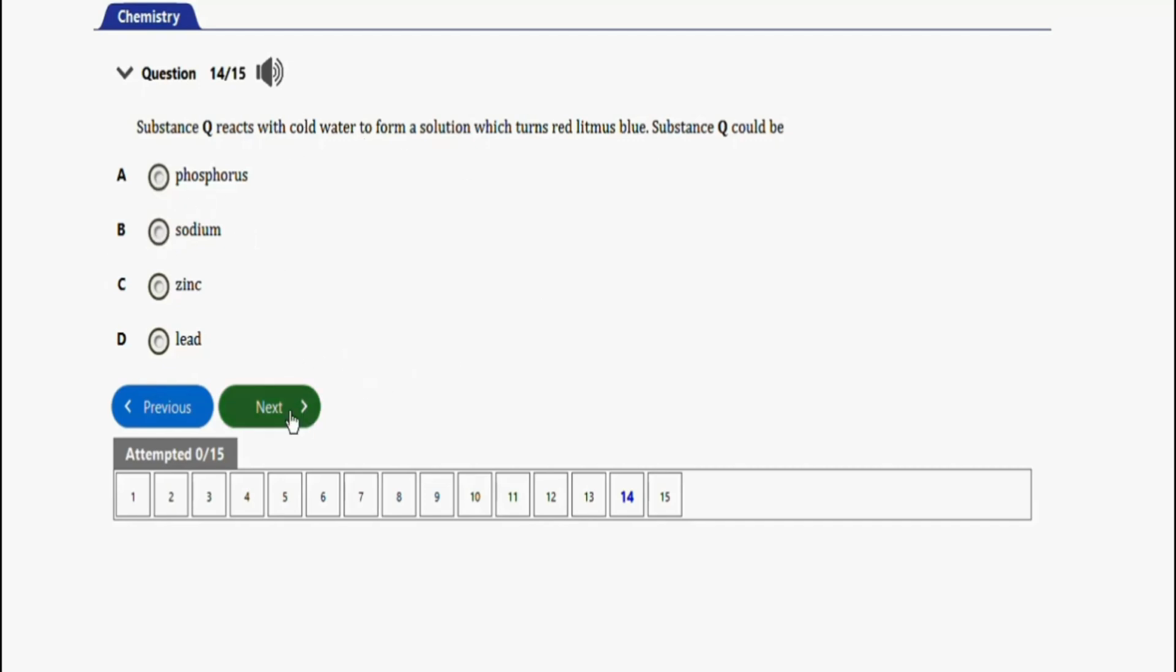The last question before I end this video is this one. It says which of the following compounds dissolves in water to give alkaline solution? So we have sodium chloride, no. Ammonium chloride, no. Potassium oxide, yes. Okay, sulfur IV oxide, no. So the right option is option C, potassium oxide. It dissolves in water to give alkaline solution.